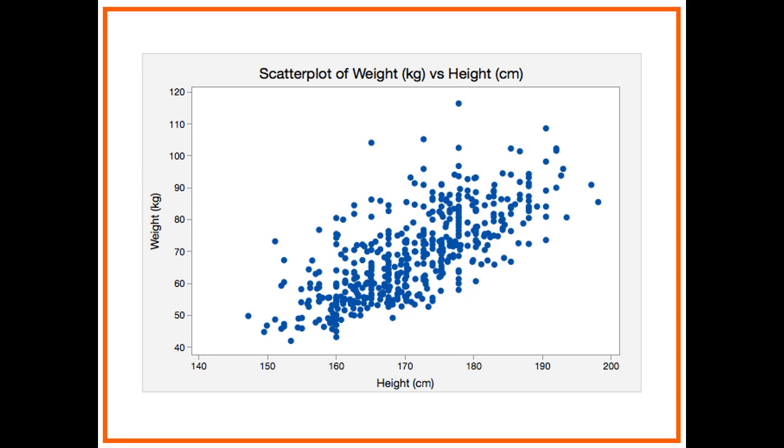Take a look at this scatterplot. It shows the correlation between a person's height and weight. This scatterplot shows that the taller a person is, the more likely they are to weigh more. It has a positive correlation, which means as a person's height goes up, so does their weight.